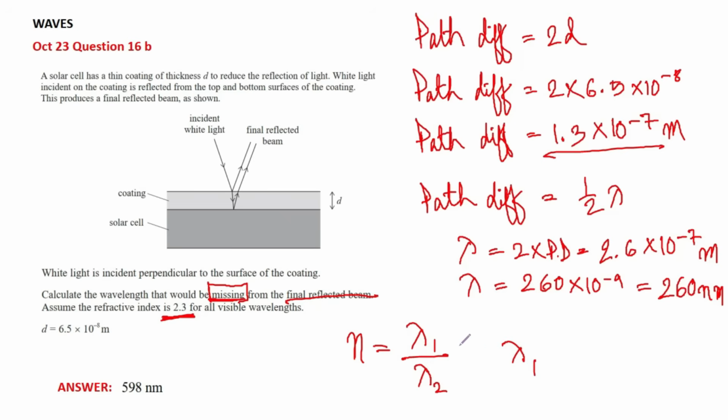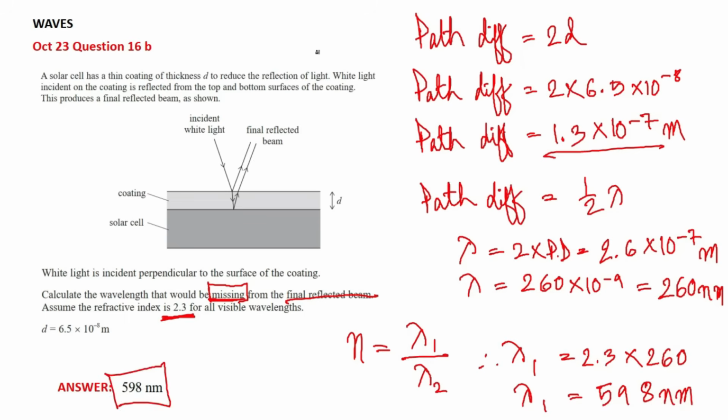So this lambda 1 equals my refractive index, which is 2.3, times lambda 2, which we just found out inside, what's going on inside, right? That is 260. So that's what gives me 2.3 times 260 is equal to 598 nanometer, which perfectly matches with the mark scheme.